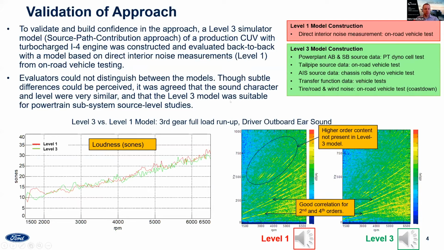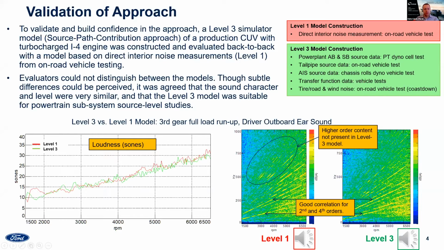In order to do this, we took a production level vehicle and we built up a level 3 model using the source path contribution approach that I just described on the previous slide. And in parallel, we built a model using direct interior noise measurements. So we took that production vehicle on a test track, measured interior noise. This is what we call a level 1 model. So we had these two models of the same vehicle, one essentially synthesized noise starting from source level data, and the other one a direct interior noise measurement.